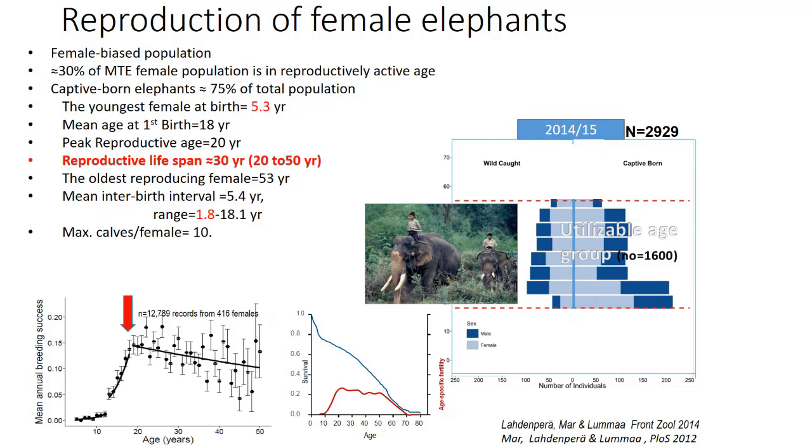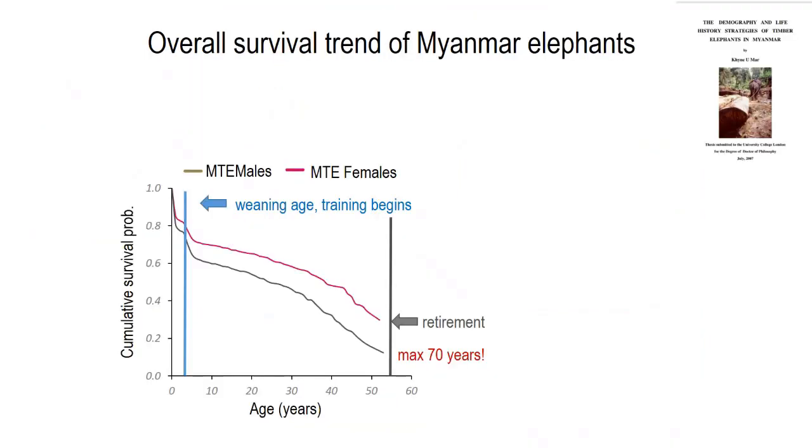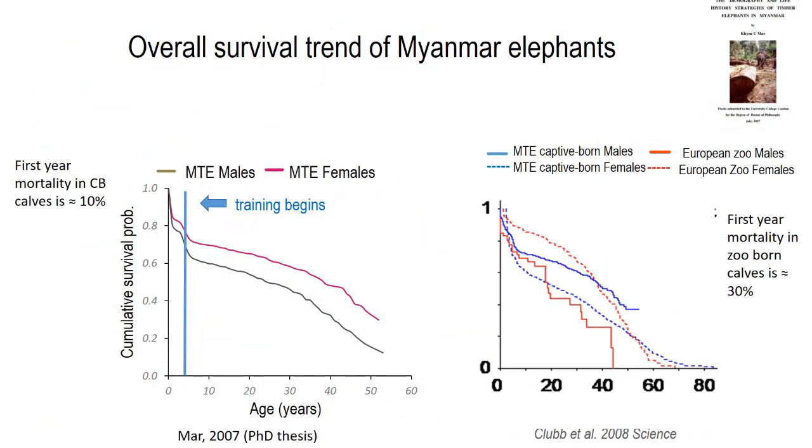This is also published. This is what we report in the publication from my updated Studbook data. So, overall survival trend: after we updated our data, we published one important publication comparing our overall survival trend with my elephants to European zoo elephants.